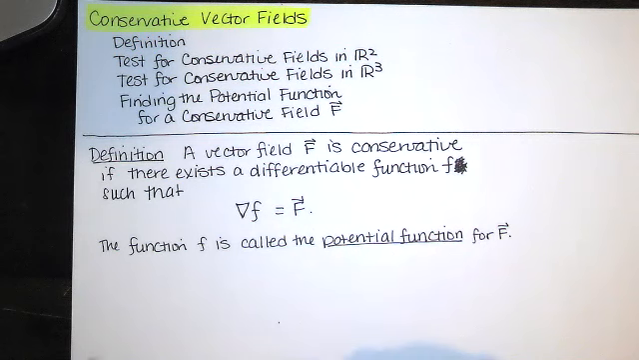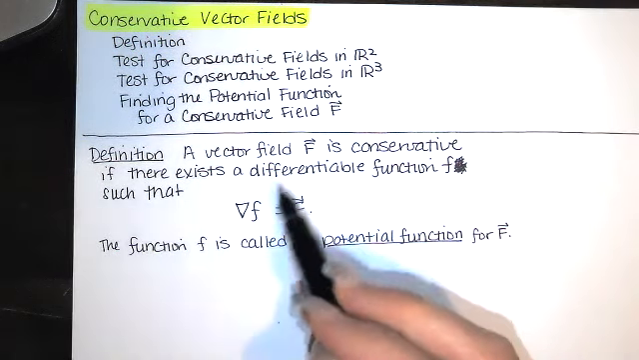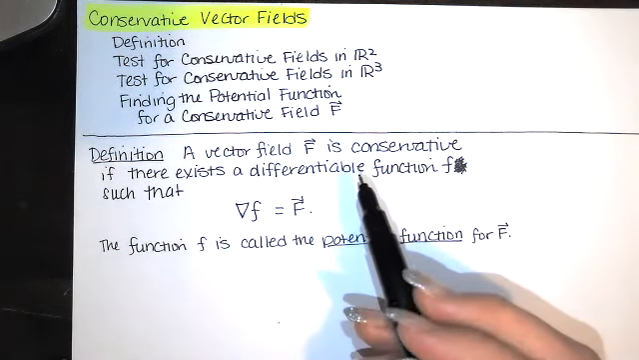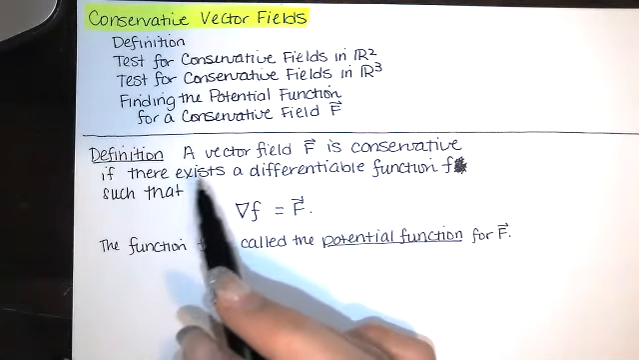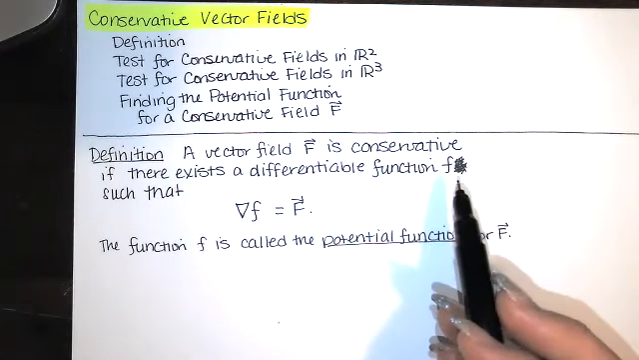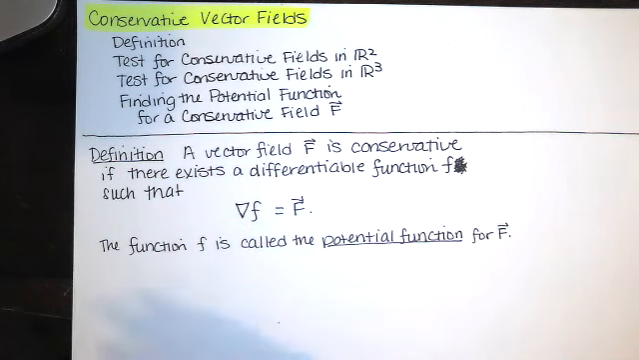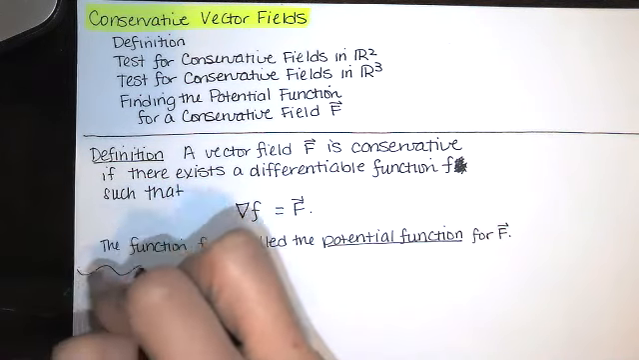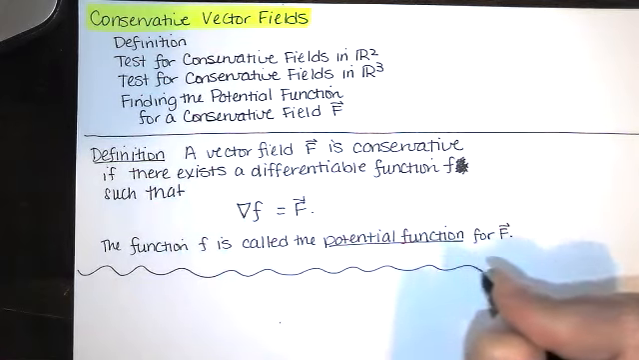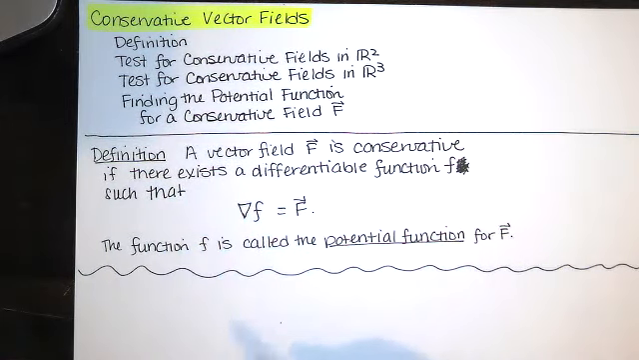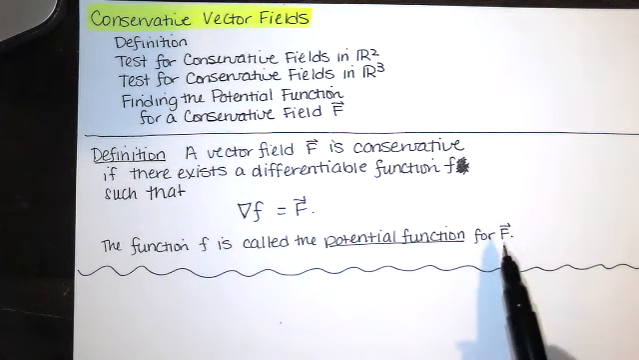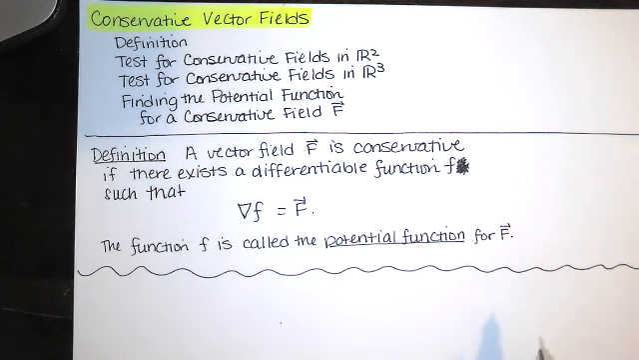So here's the definition. We say that a vector field F is conservative if there exists a differentiable function f such that the gradient of f is equal to that capital F, the vector field F. In that case, the scalar function f is called the potential function for the field F.